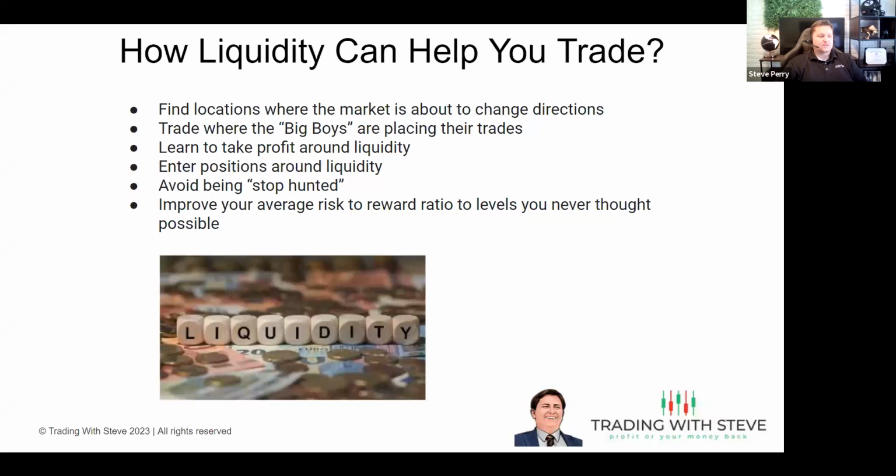Stop hunted is, I don't think, an official financial term, but you'll often see the concept of being stop hunted advertised on Twitter a lot. You'll hear me talk about it, and it is a concept. Basically, the whole idea of being stop hunted is you place a trade, you place a stop loss on that trade, and the market just inevitably goes to your stop loss and then ultimately goes in your favor after you got stopped out.